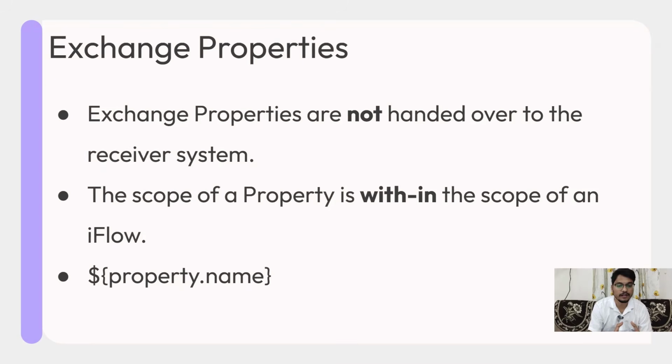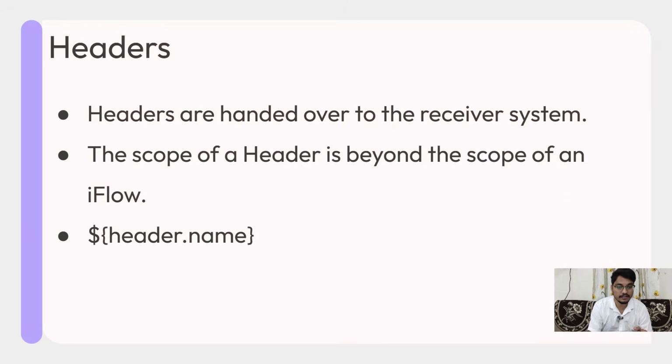Exchange properties are not handed over to the receiver system. This is the main important thing, and this is one difference between headers and properties. The scope of a property is within the scope of an iFlow, so it won't travel to the receiver system. We access properties using dollar curly braces property dot name. Headers are handed over to the receiver system, and the scope of a header is beyond the scope of an iFlow since they travel along with the message. And this is how we access headers: header dot name, right?